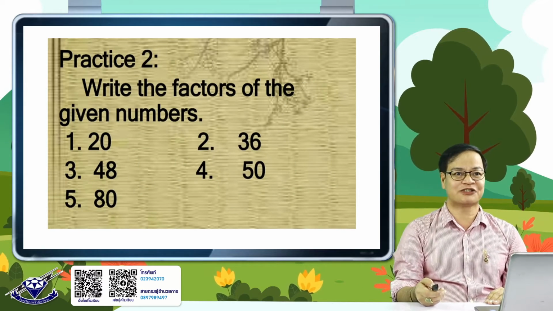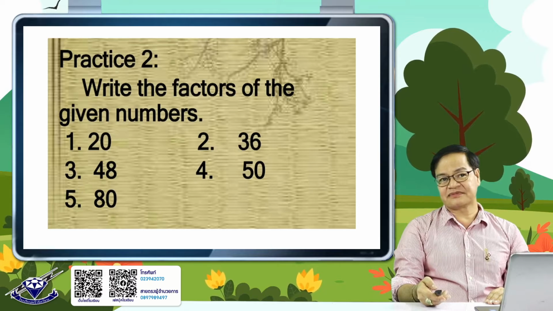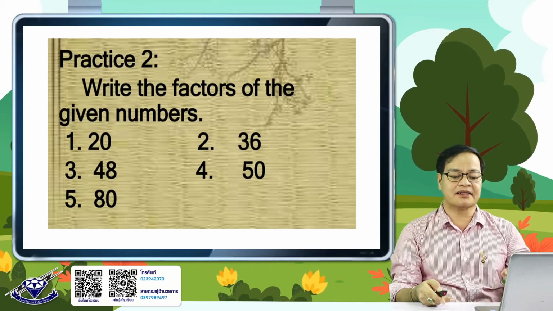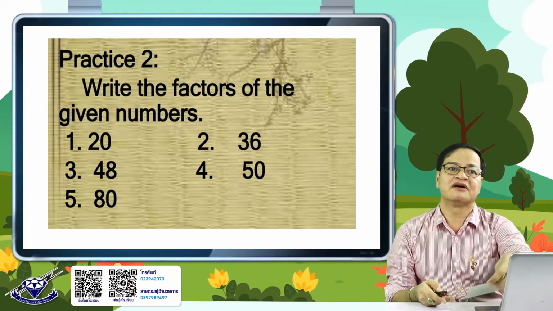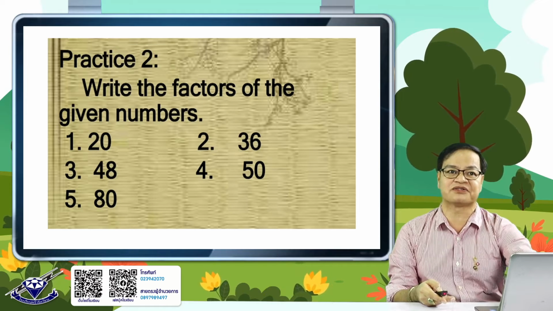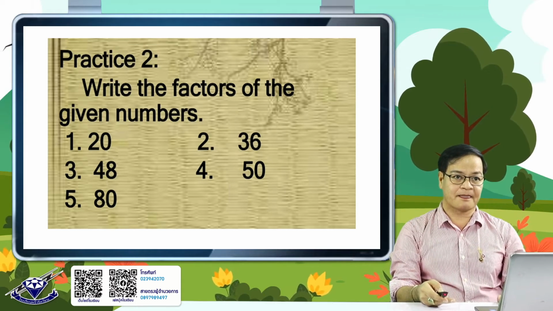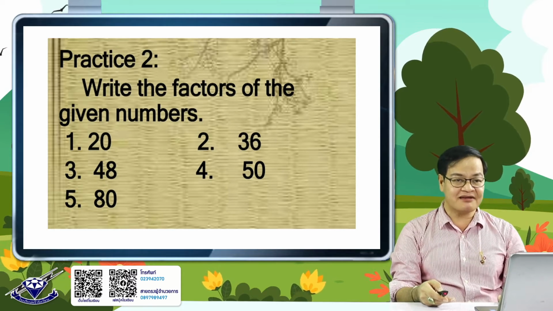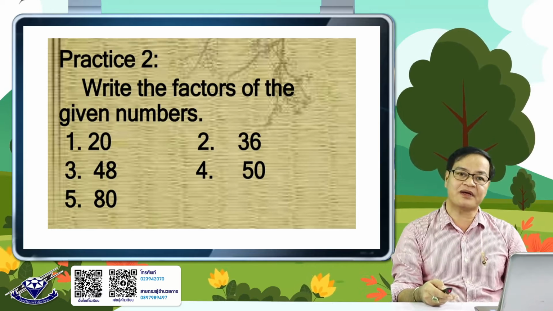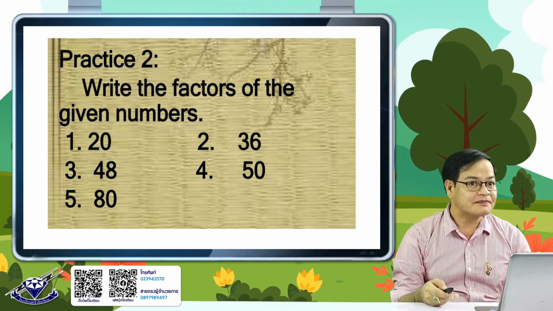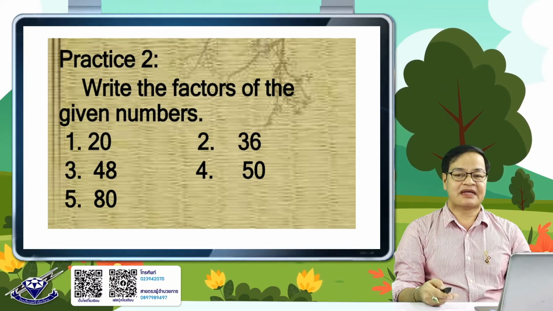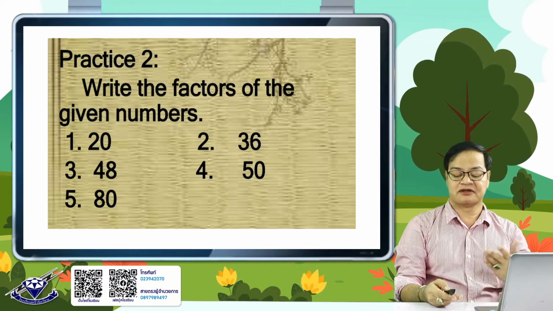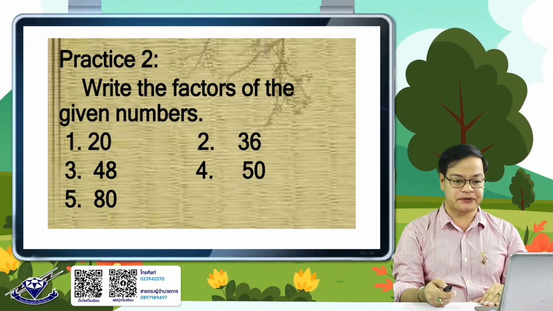Let's have practice 2. Write the factors of the given numbers. What are the factors of 20? We have 1 and 20. Very good. Another, we have 2 and 10. And then we have 4 and 5. Factors lesson is so easy for you, I know.